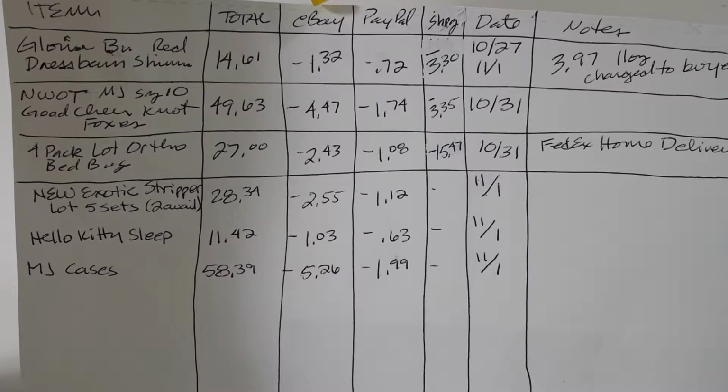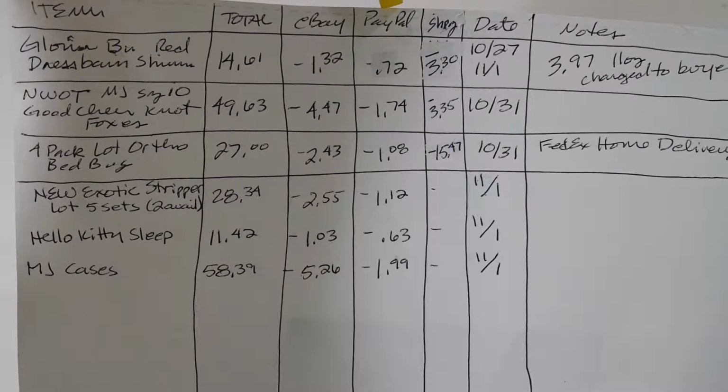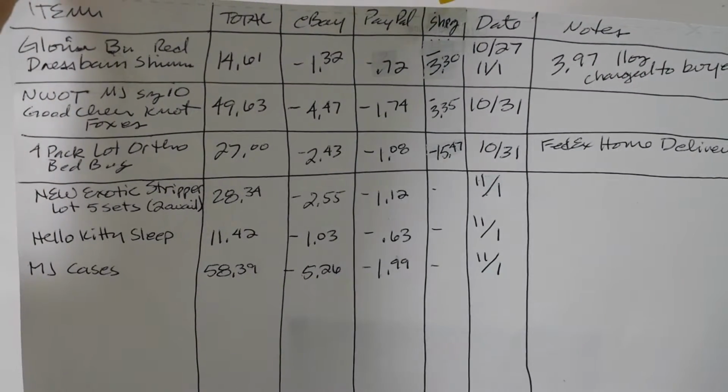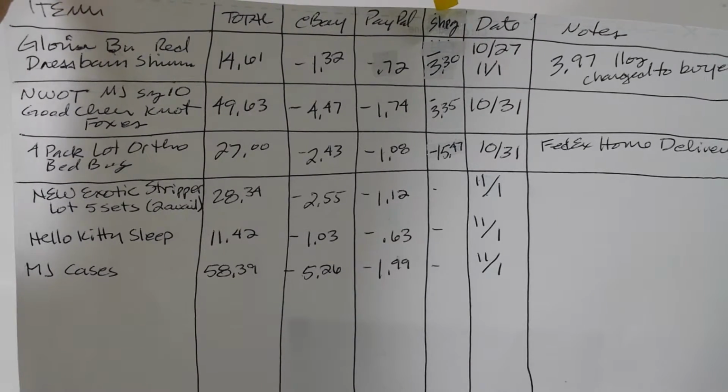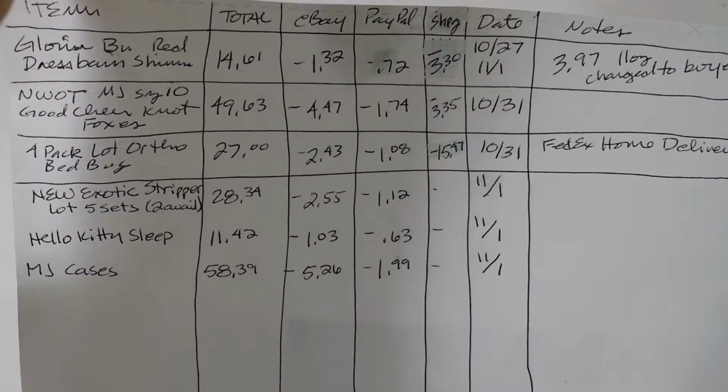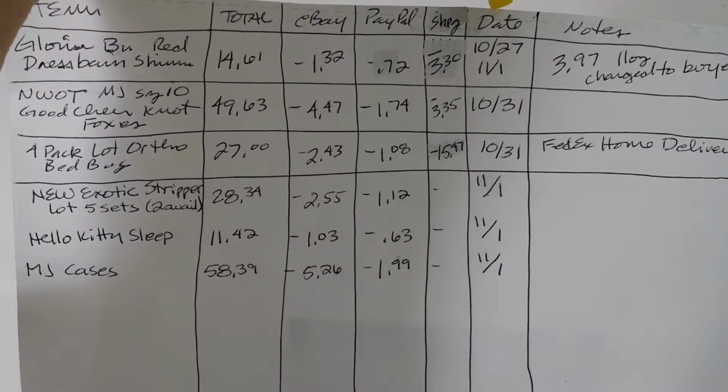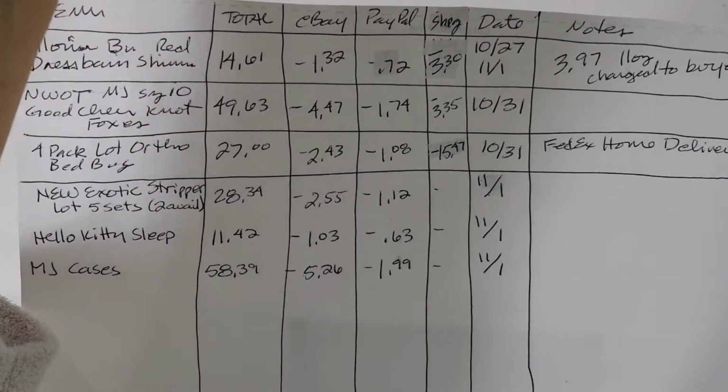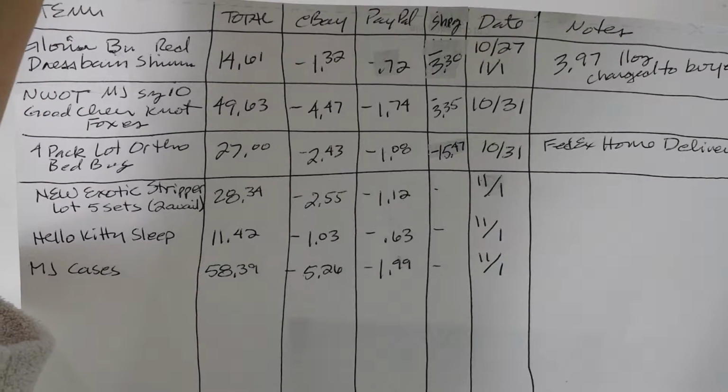This column represents the fees that eBay charges me before any discounts. This is the PayPal fee. This is how much shipping was. And this column is the date that it sold, or that I would find the PayPal transaction or the eBay transaction if I ever needed to. And then this is notes.